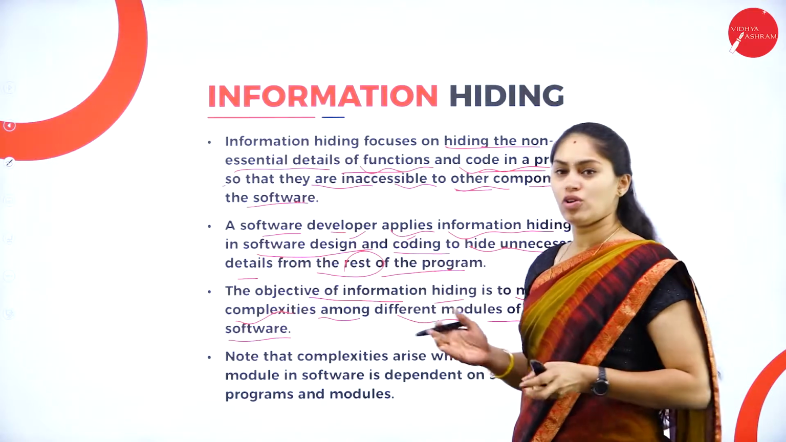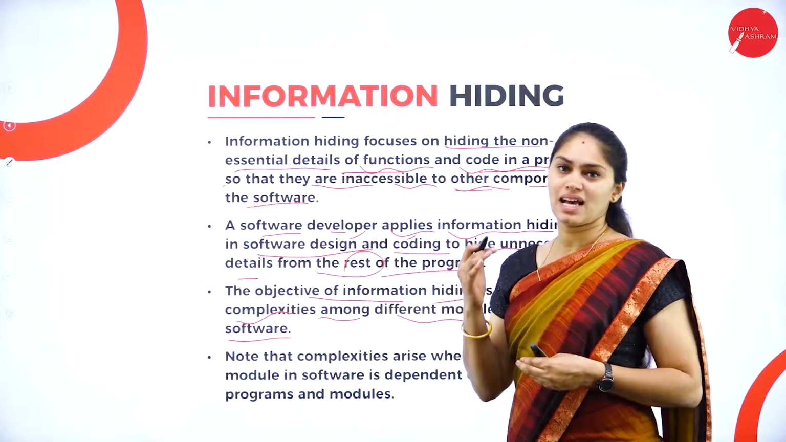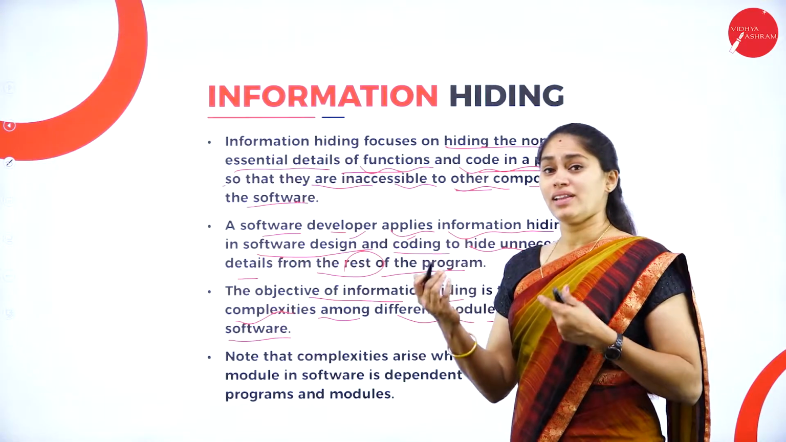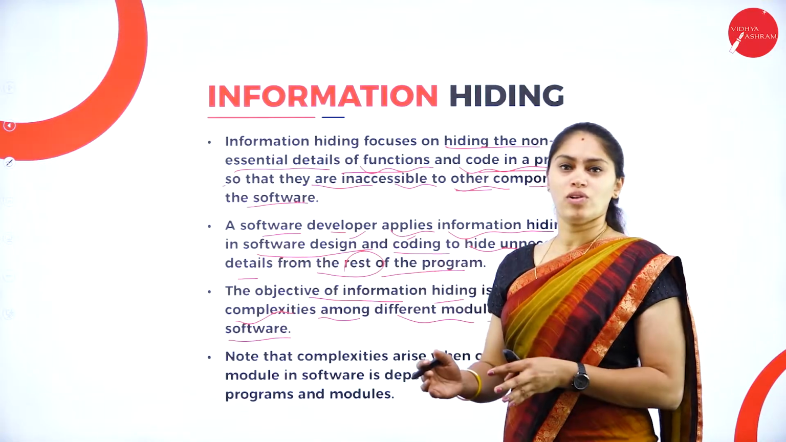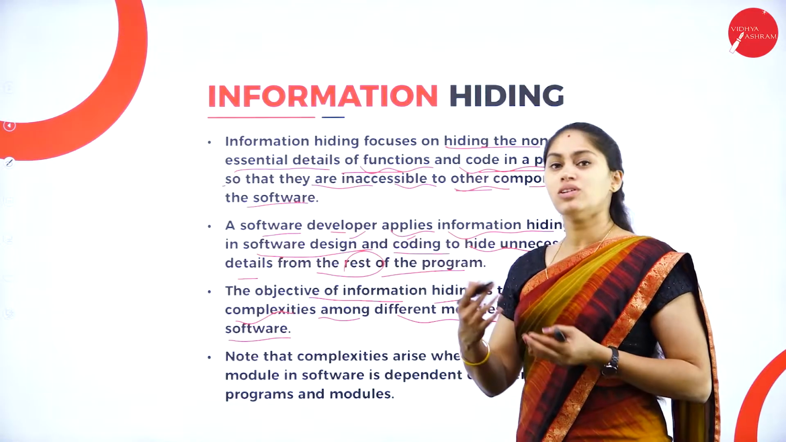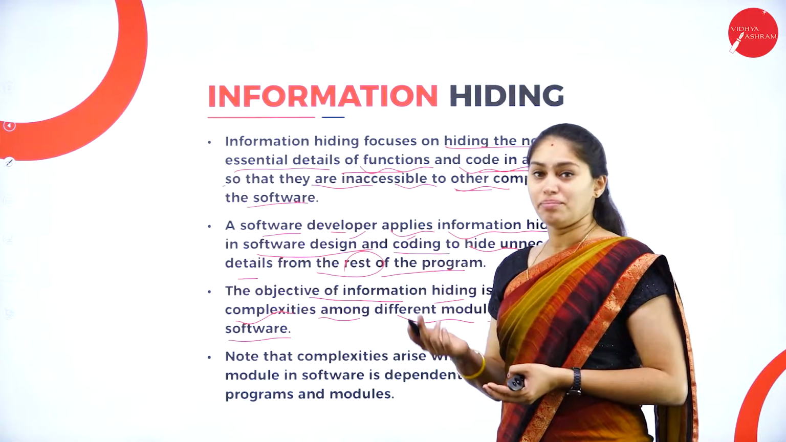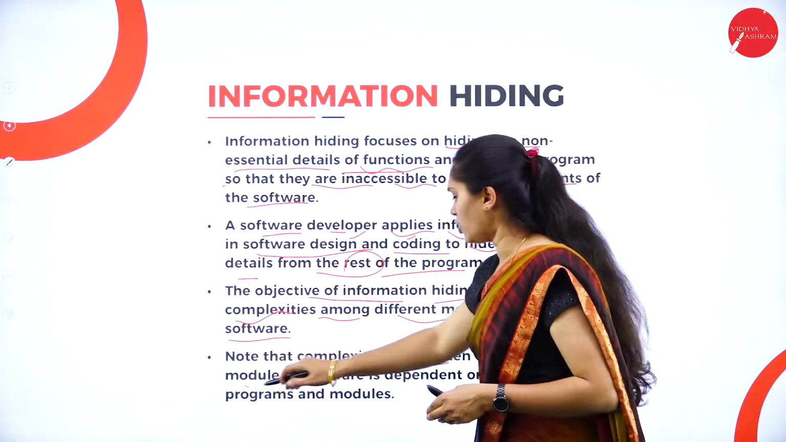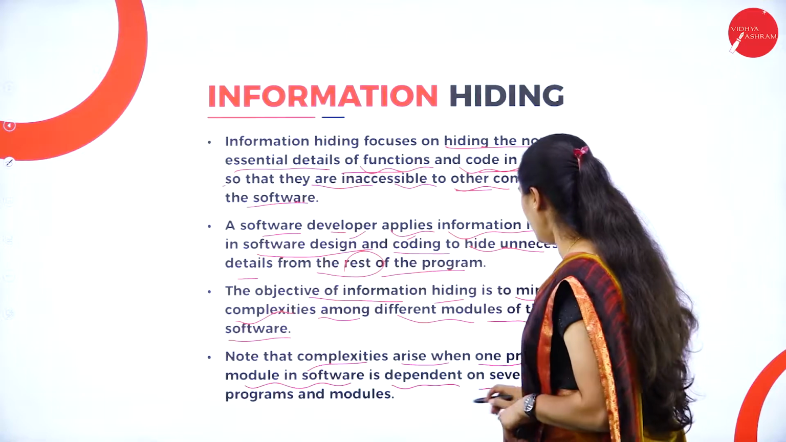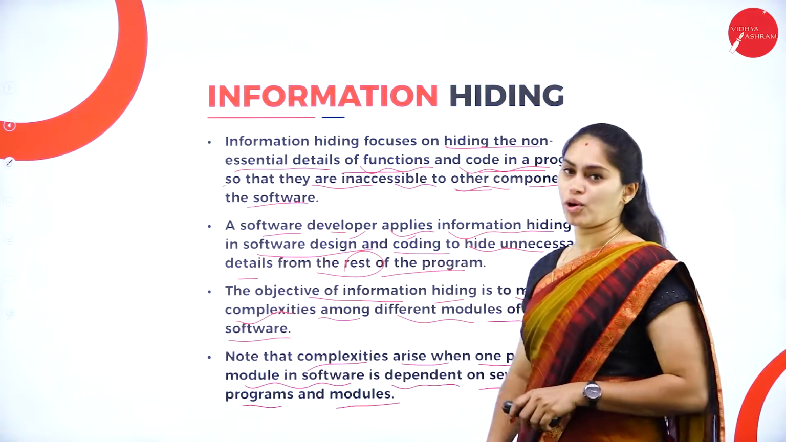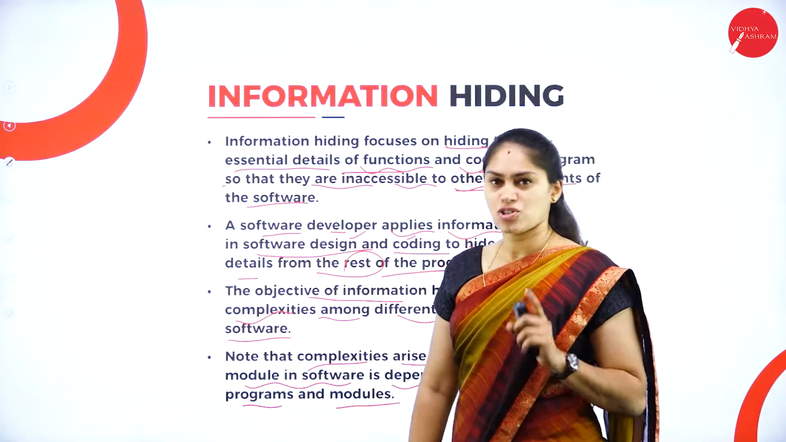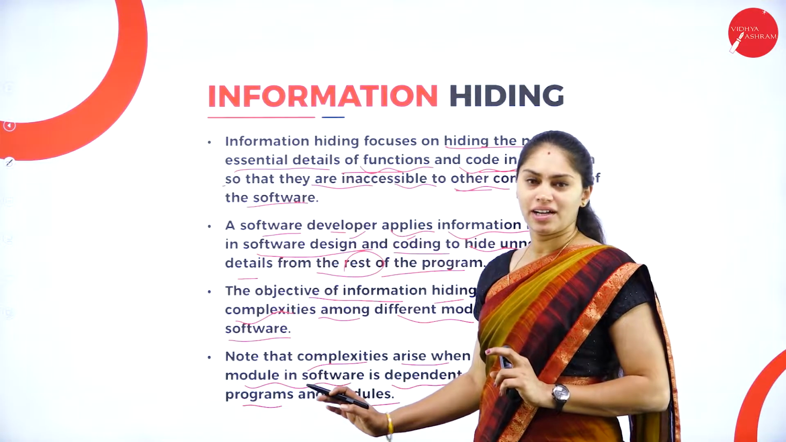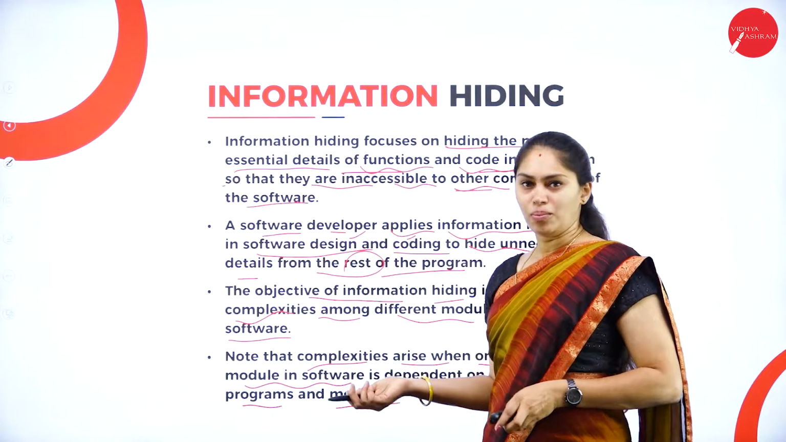So when there is no dependency, or when the components are independent of each other, the complexity will be less. But when there is a dependency, when there is more sharing of data or its details with another module, the complexity will be high. Complexity arises when one program or module in software is dependent on several other programs and modules. So when there is no abstraction or independence among the different modules, data or programs, the complexity will be high.